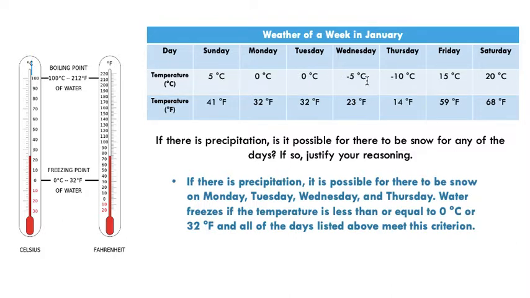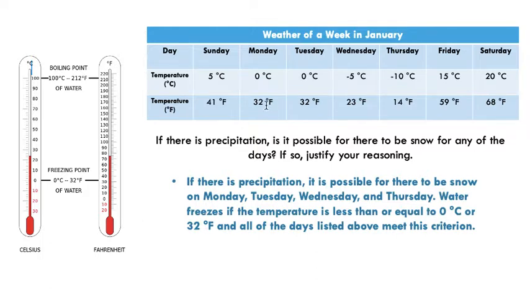-5 is below 0, so it's cold enough for it to snow. -10 is also below 0, so it's cold enough to snow. And 15 and 20 degrees Celsius are not below 0, so it is not cold enough to snow. And then for Fahrenheit, it's going to be the same, but it has to be lower than 32 degrees Fahrenheit. So 41 degrees Fahrenheit is not.